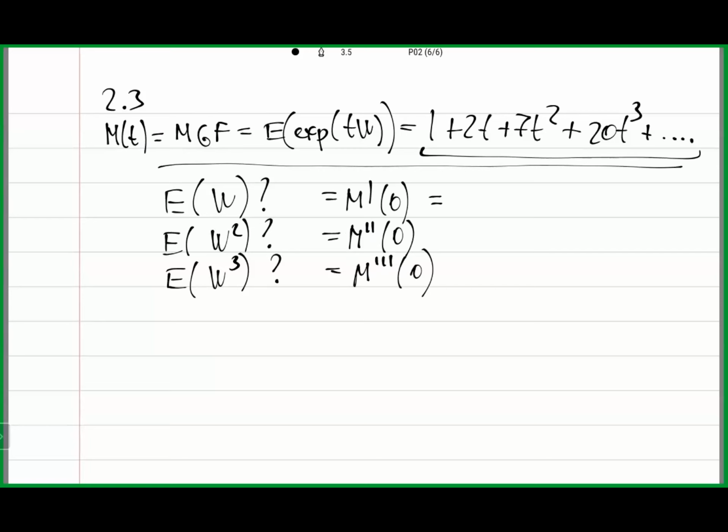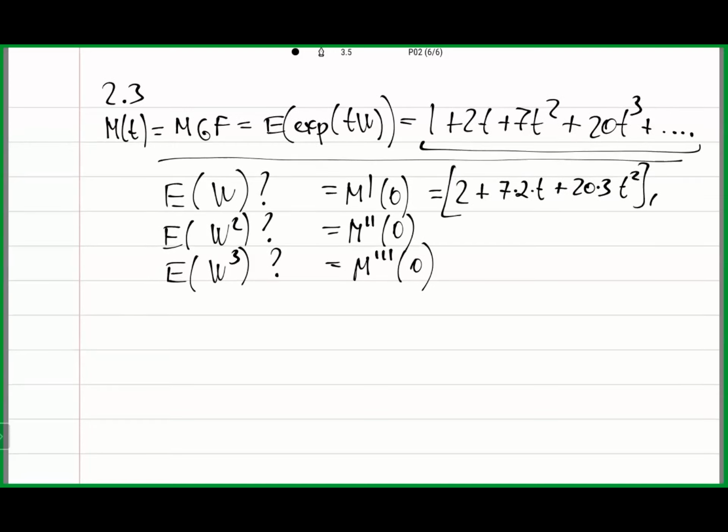The first derivative: 2 plus 7t plus 20t squared, probably. Yeah, you have something like this. But if we plug in t equal to 0, we will get only 2. If we need to calculate the second derivative at 0.